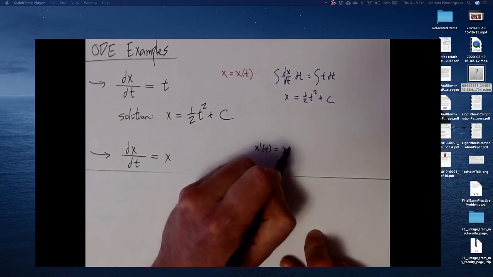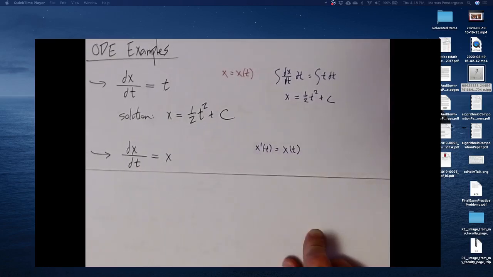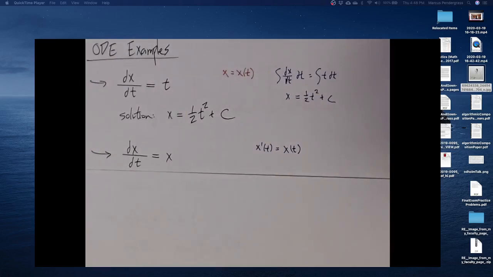You can't solve this one by just integrating both sides of the equation, because even if you write it out like this, if you integrate both sides of that equation, you're going to be integrating with respect to t, and you just won't get anywhere. Now, there's another way to look at it though.